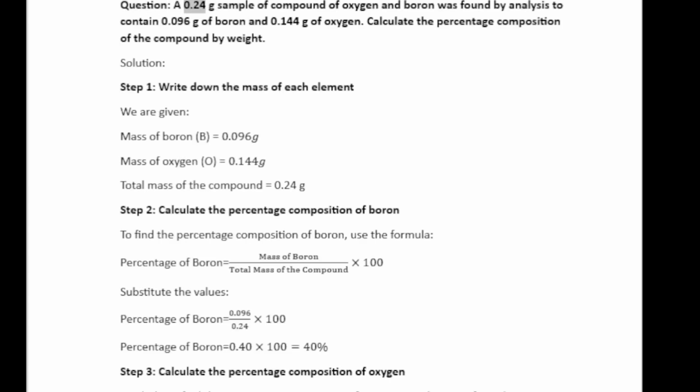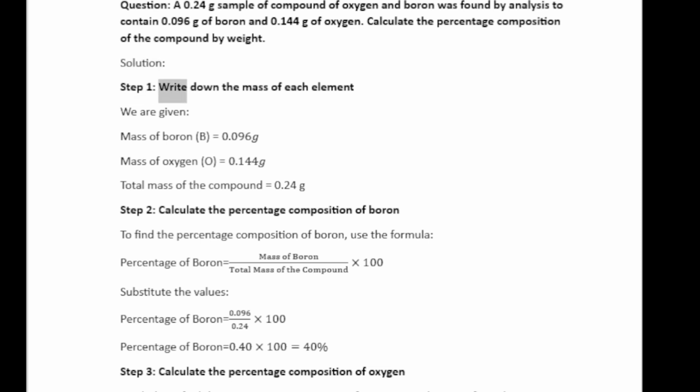Question: a 0.24 g sample of compound of oxygen and boron was found by analysis to contain 0.096 g of boron and 0.144 g of oxygen. Calculate the percentage composition of the compound by weight. Solution.